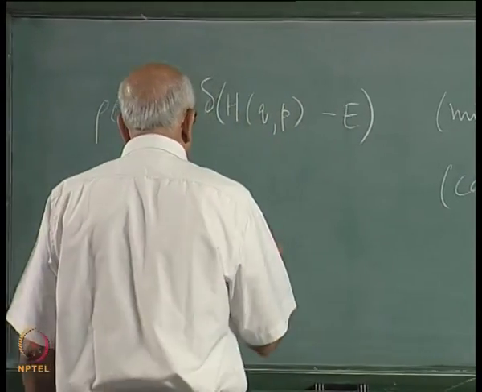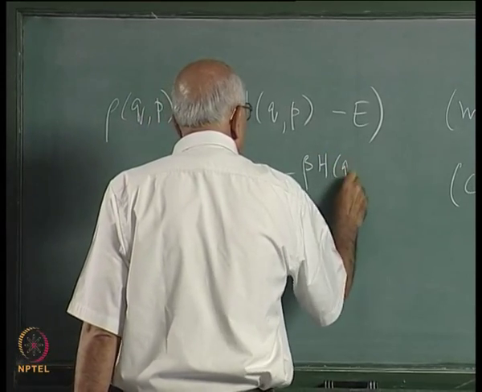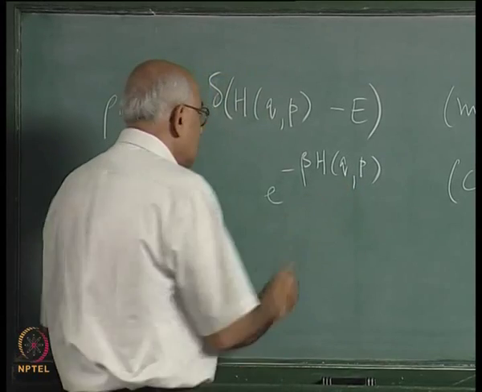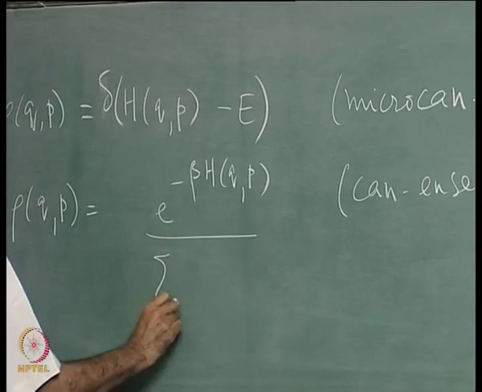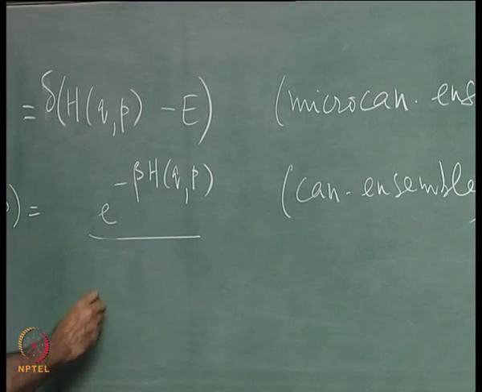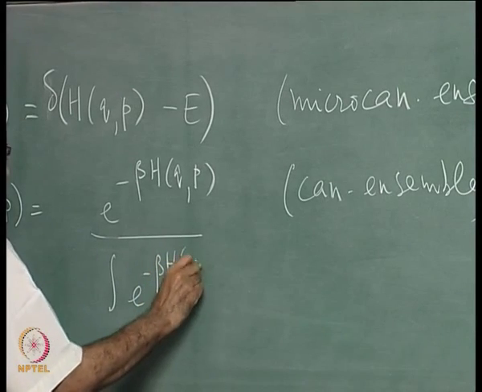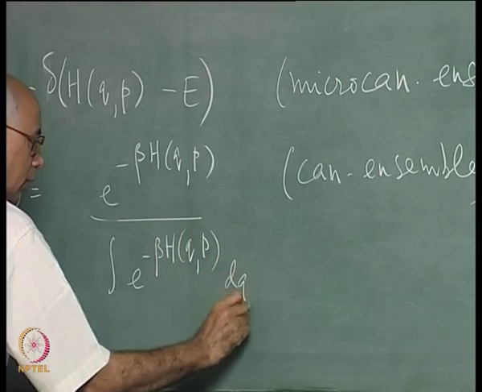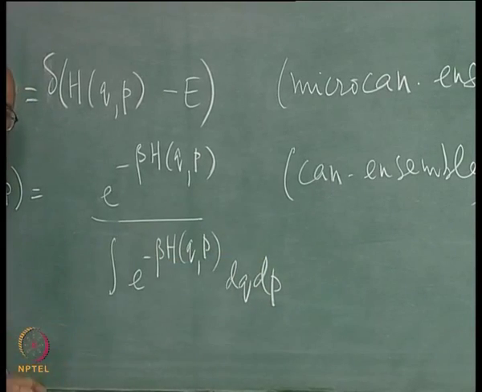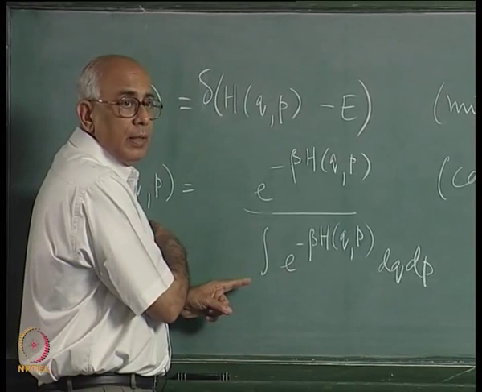So it would look something like e to the power minus beta H(Q, P), whatever value this takes, divided by a sum over all possible values, or an integral in this case, of e to the minus beta H(Q, P) dq dp. This is an integration over all the degrees of freedom and the corresponding generalized momenta, and it serves to normalize this probability density.